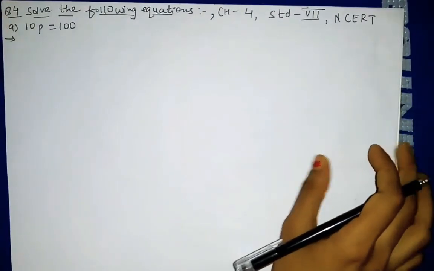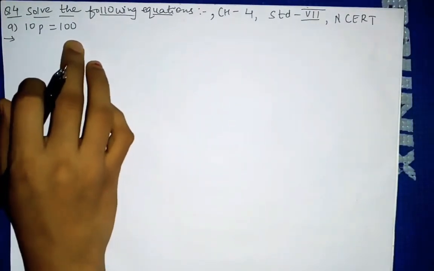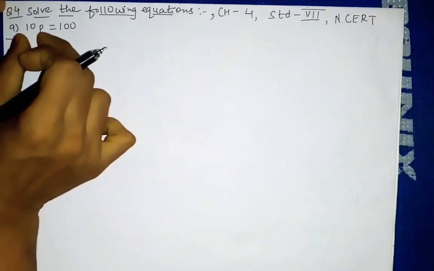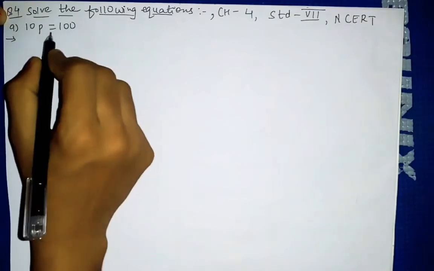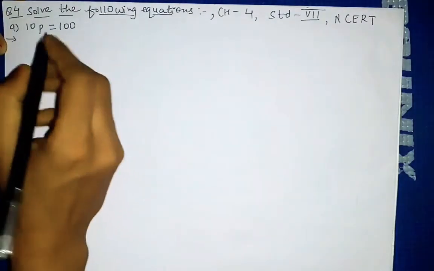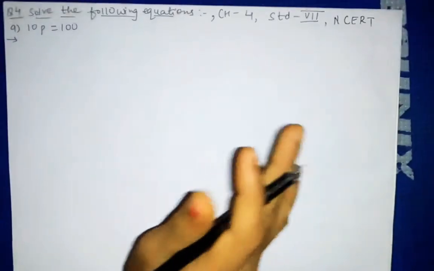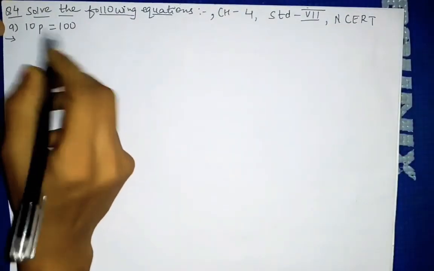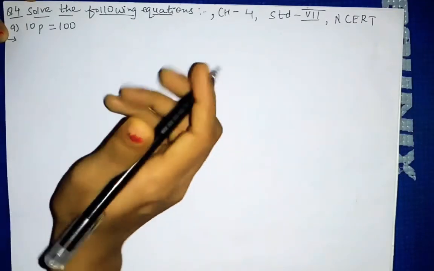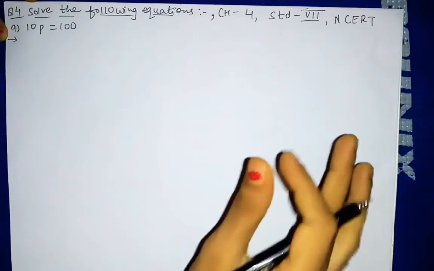Our first question is 10p equal to 100. Now there is only one term on this side, the LHS part, 10p, equal to 100. This side also has one term, 100. I told you that if there is anything given in addition and subtraction, you have to remove that first. But here nothing is given in addition and subtraction. Only 10p is given. So we just have to remove this 10 and we will get the value of p, the variable.